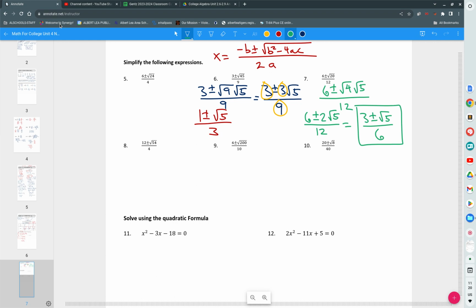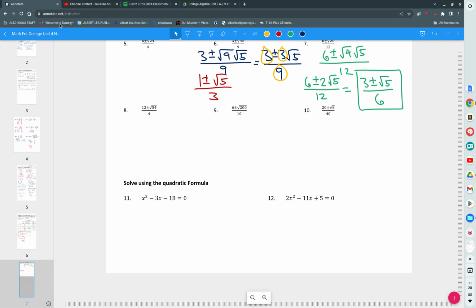I got 3 plus or minus root of 5 over 6. Any questions there? Can you simplify that down? You want to do the 3 divided by the 6? You can't do that because it would have to have a factor. If you had a 3 in front of the square root of 5, then you could. But the common factor has to be shared by both. Has to be shared by both. Okay? There's a 1. Yep, there's a 1. Okay? All right. So let's move down.